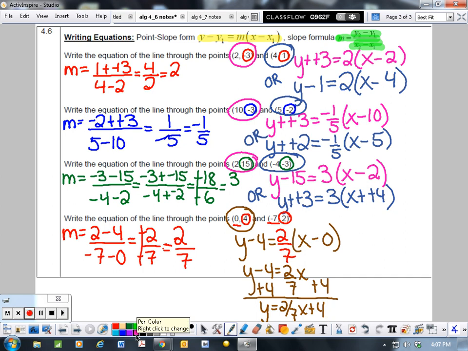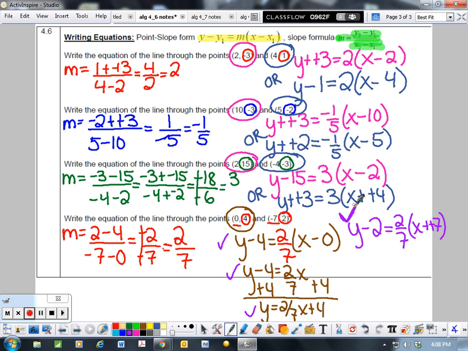Our next option would be y minus the y value of our point equals my slope times x minus the x value of my point. And again, changing those double negatives. Again, both equations totally valid. In fact, we've got 3 valid equations. Well, 4. 1, 2, 3, 4 valid equations. All totally correct. The same type, the same line.